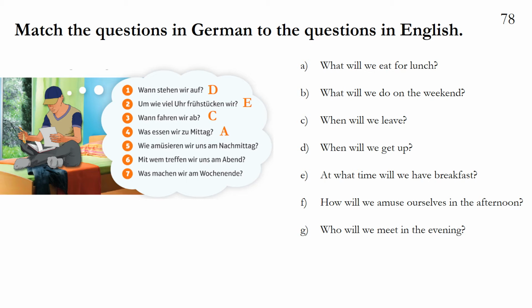5. Wie amüsieren wir uns am Nachmittag? How will we amuse ourselves in the afternoon? Okay, and if you see there, that's a reflexive verb, isn't it? Wie amüsieren wir uns? Okay, ourselves. 6. Mit wem treffen wir uns am Abend? Who will we meet in the evening? And lastly, 7. Was machen wir am Wochenende? What will we do on the weekend?